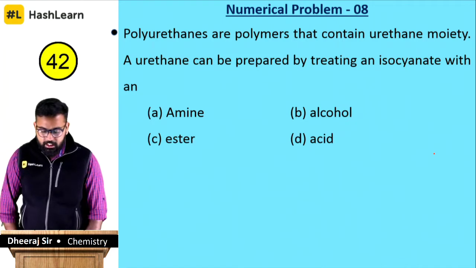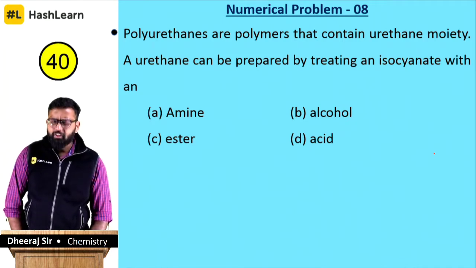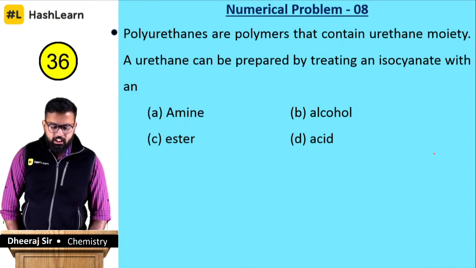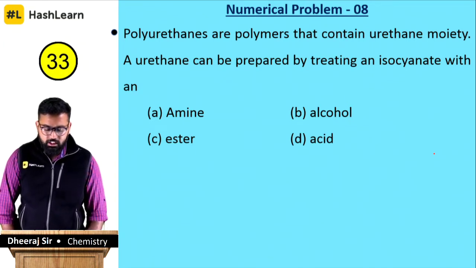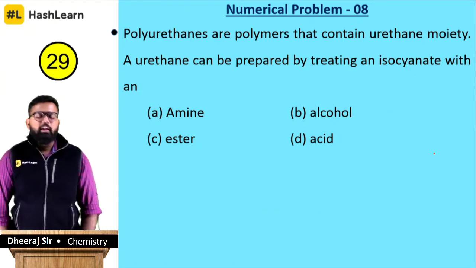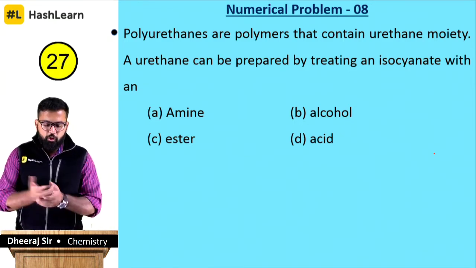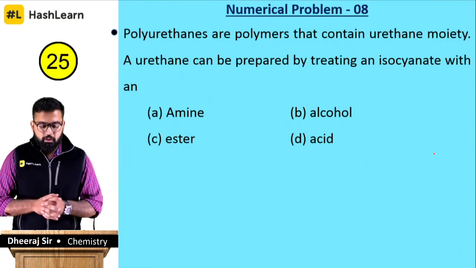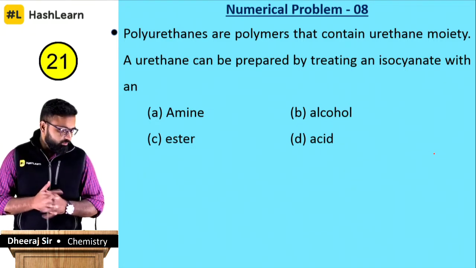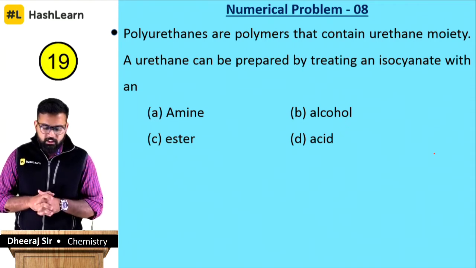Polyurethanes are polymers that contain urethane moiety. Moiety means center, so it contains a urethane center. A urethane can be prepared by treating an isocyanide with what? We are asking you what urethanes are. We have told you that polyurethanes are polymers, but our intention is to ask you what urethane is. So try to give us an answer really quick.